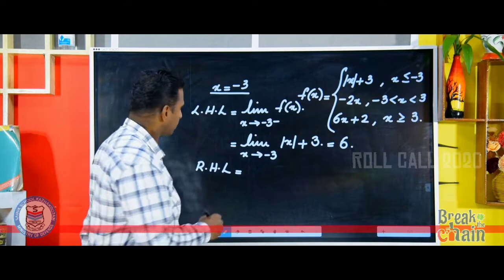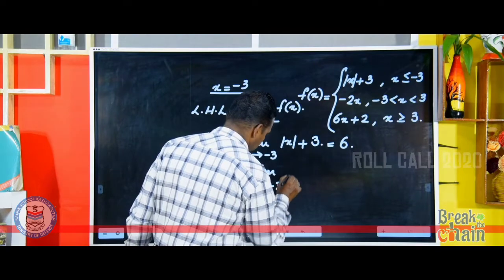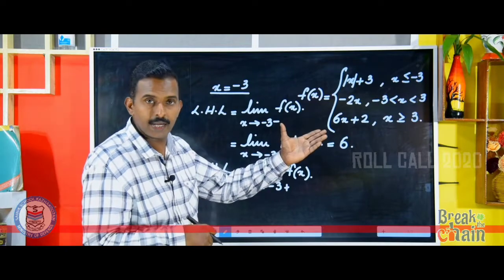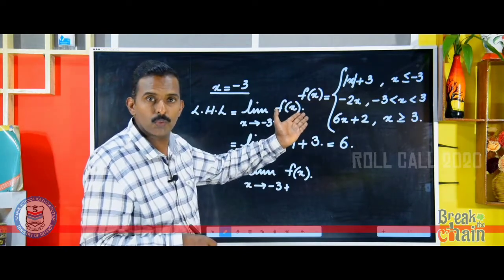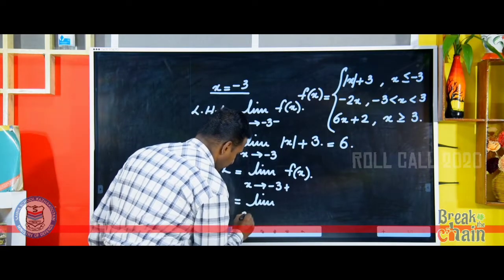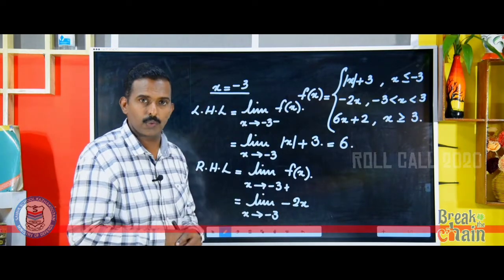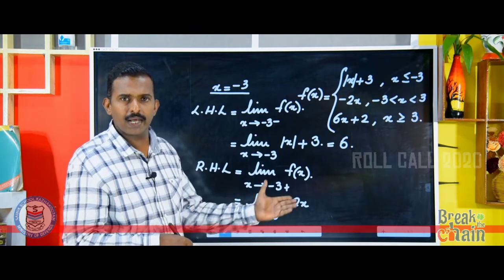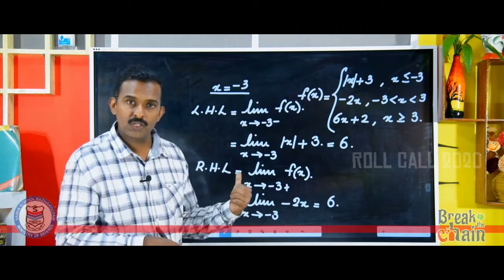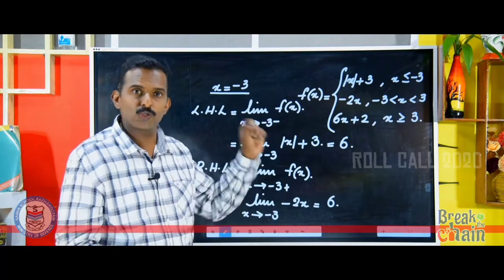Now RHL. -3 plus, greater than -3. The function is defined as -2x. Therefore, this changes as limit x tends to -3 plus of -2x. Direct substitution, -3 directly substituted. Again the answer is 6. LHL, RHL both 6. Therefore, the limit is 6 and the function value is also 6.